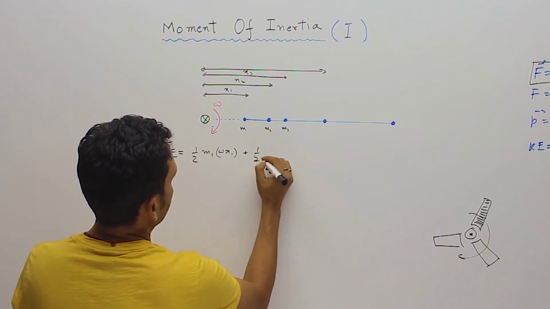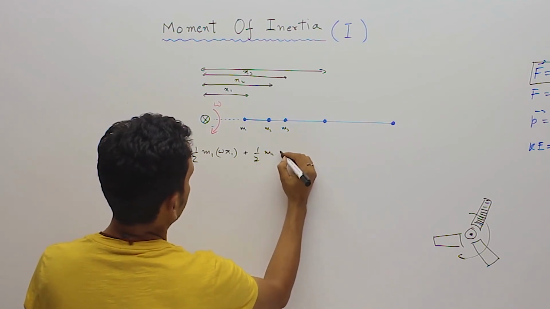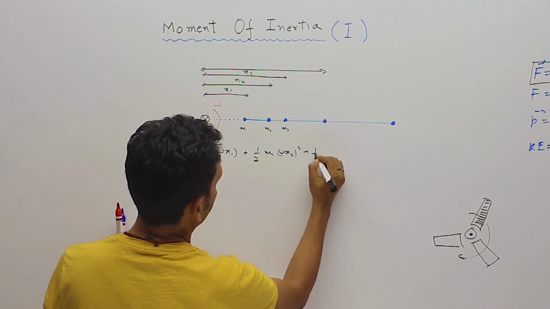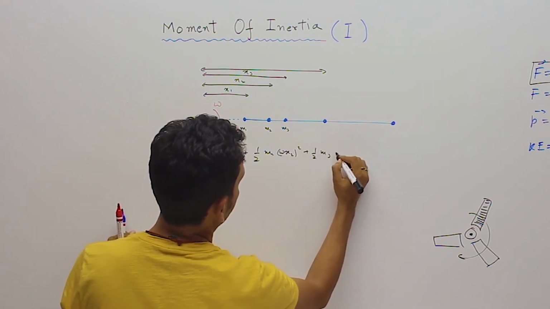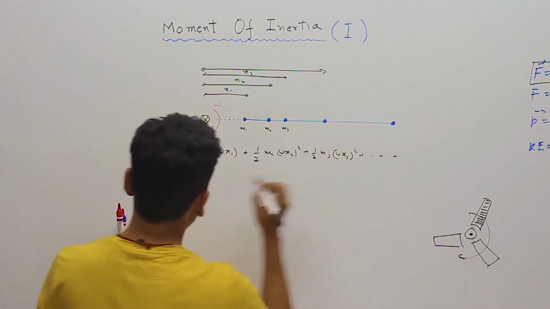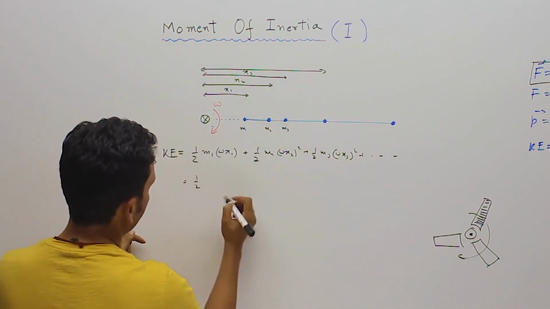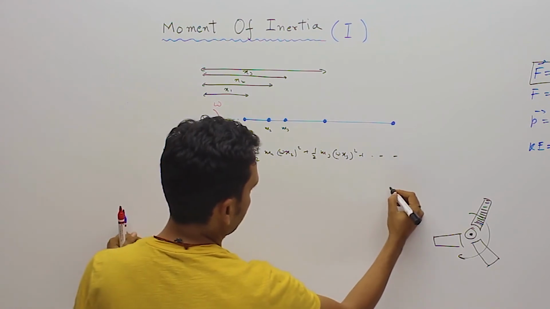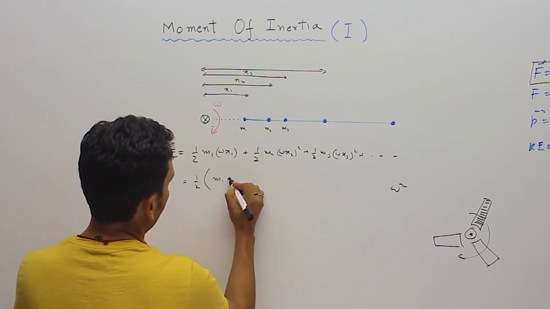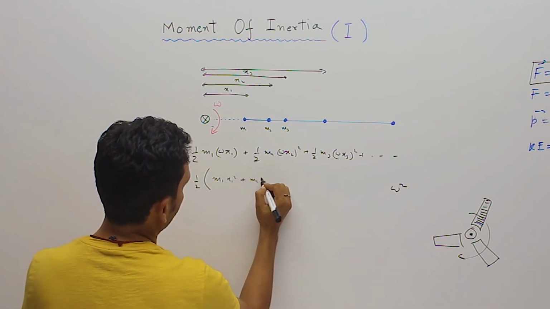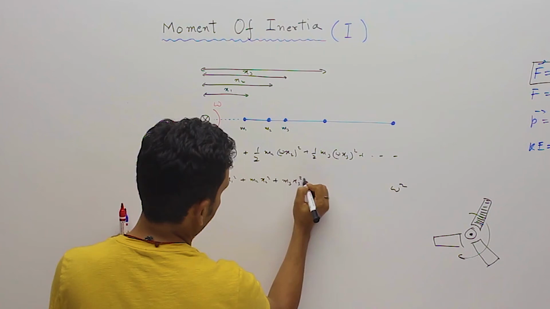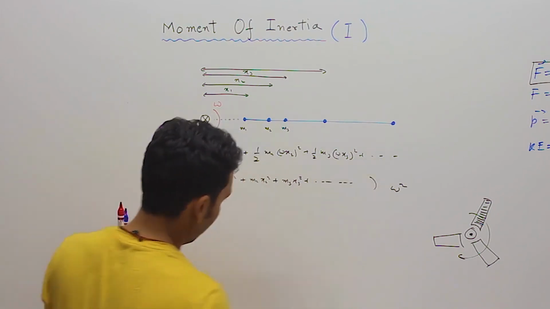So what's the next mass? m2, and the velocity omega, same omega times x2 square, and the next mass half m3 omega times x3 square, and so forth. So what we see over here is half is common, omega is common to all of them. So we write omega square outside, and what we have is m1 x1 square plus m2 x2 square plus m3 x3 square and so on.